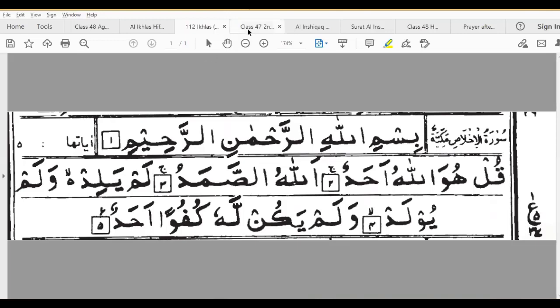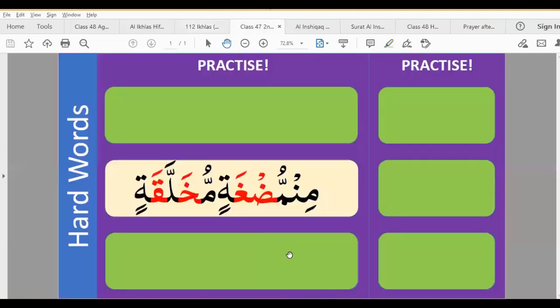We're going to move on to our next segment, which is practicing of a hard word. This is the hard word for today. Looking at it straight away, it does look quite long. It looks slightly daunting, slightly difficult to read, but not to worry at all. Inshallah, we'll break it down for you and read it bit by bit so that it can become more manageable.